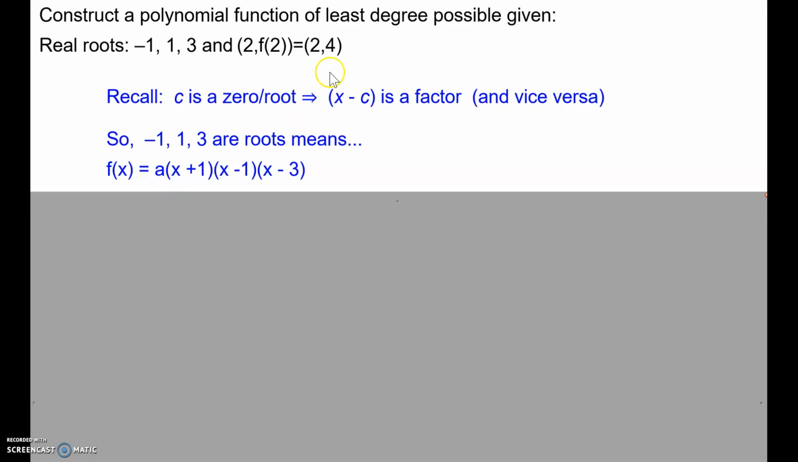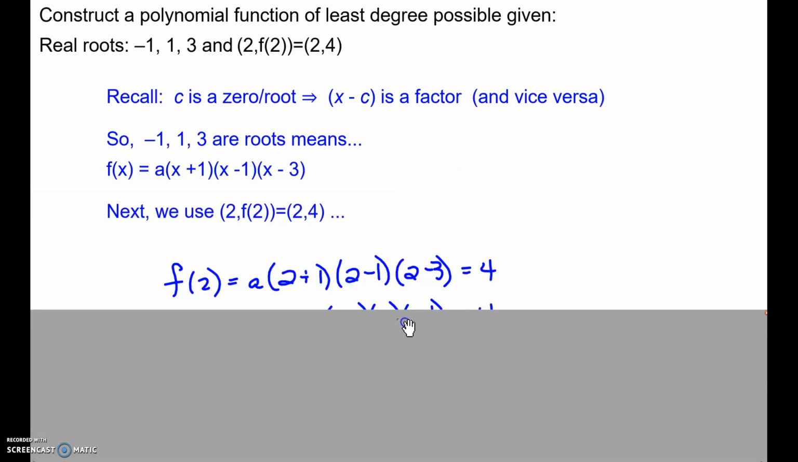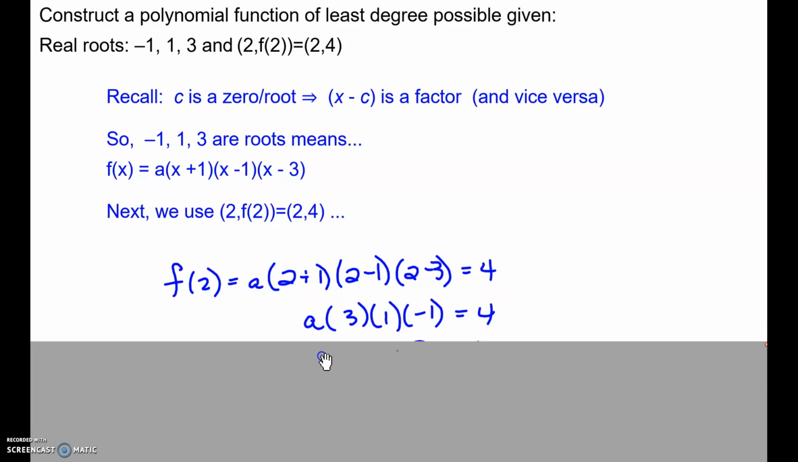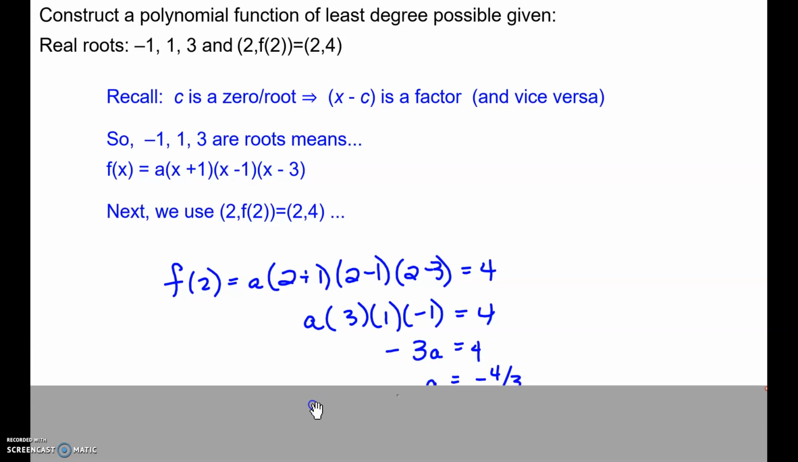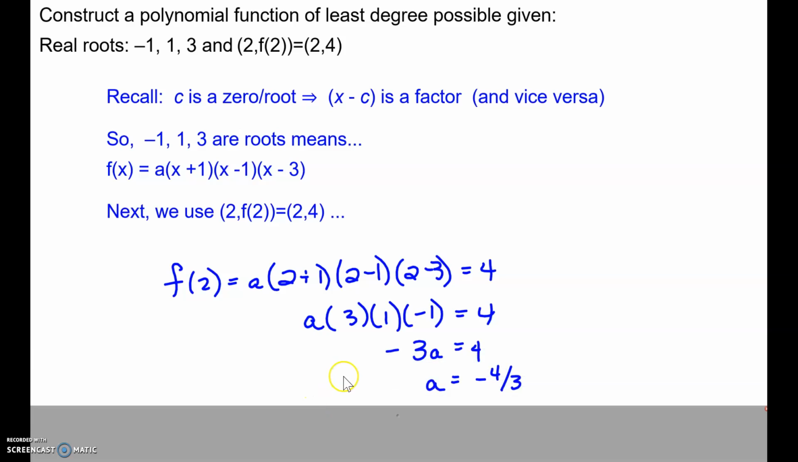In order to find that, we have to use this other piece of information, that (2, 4) is on my function's graph. So using that means I'm going to plug in the 2 for the x. So I put in the 2 where all the x's were, and I set that equal to 4. So the only thing I don't know is the a. Simplifying, we come down and discover that a is -4/3.